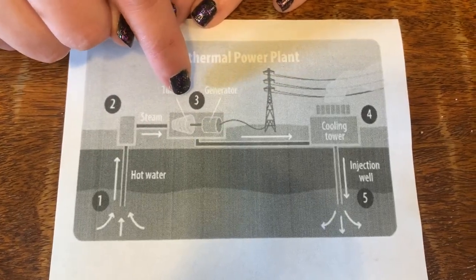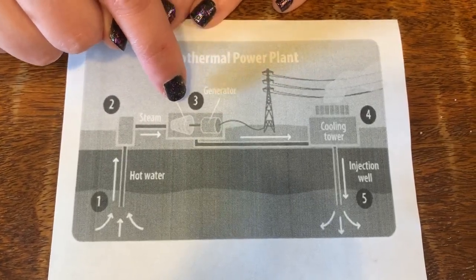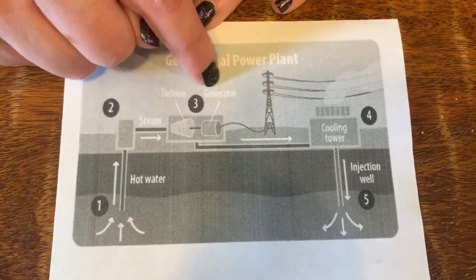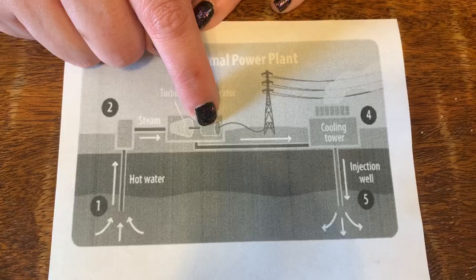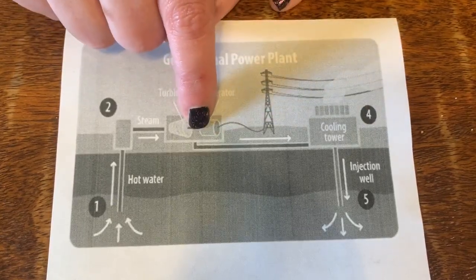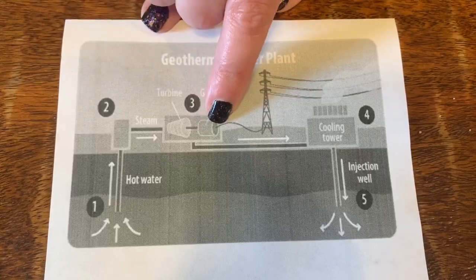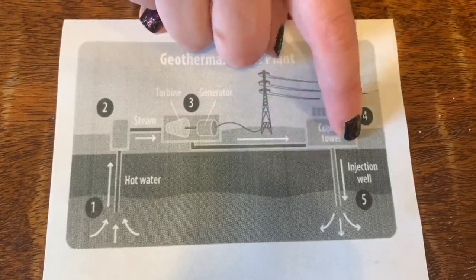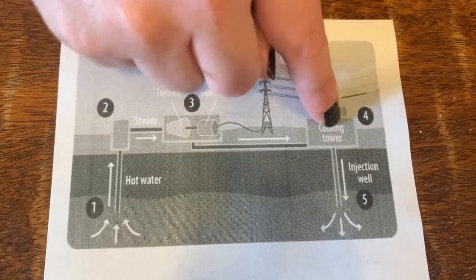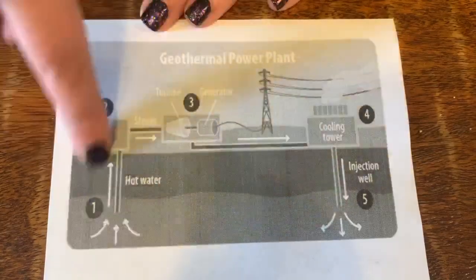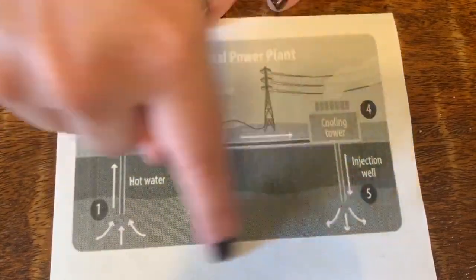The steam spins a turbine, number 3, which is connected to a generator. And remember, these are just wires and magnets, a generator that produces electricity. And so then it shows electricity coming here. And then what they do is that steam continues this way. It goes to a cooling tower, and then the water goes back down into the earth to be reheated and to come back up through the process.